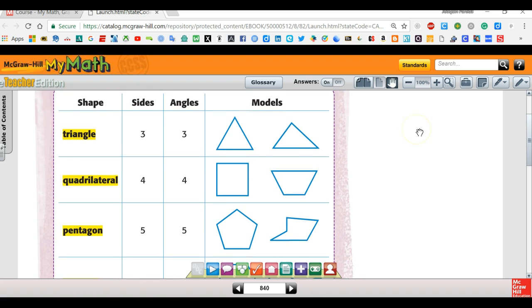So one thing I need for you to do, a triangle could look like this, okay? That has all the sides the same length, but it also could look like this. As long as it has how many sides and how many angles? 3. A quadrilateral could be a rectangle, could be a square, could be a parallelogram or trapezoid like this, but as long as it has 4 sides and 4 angles, it'll be a quadrilateral.